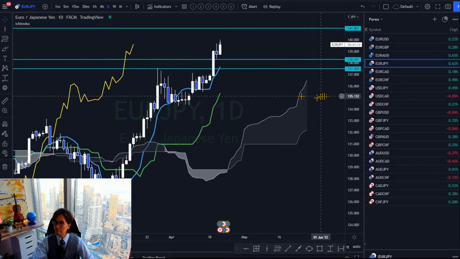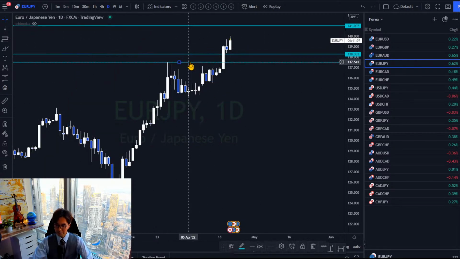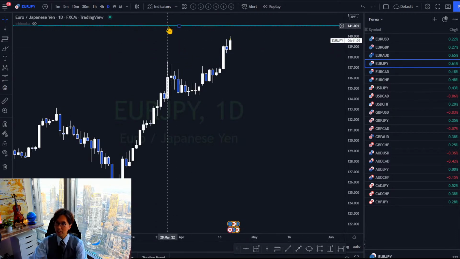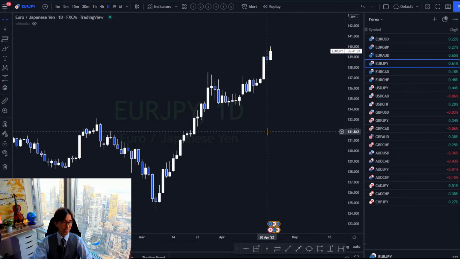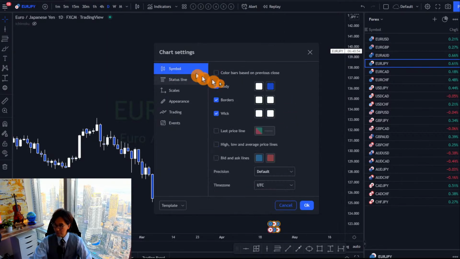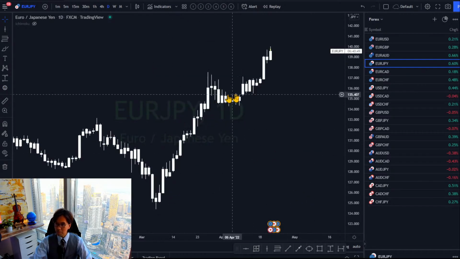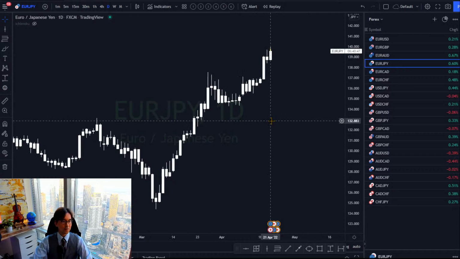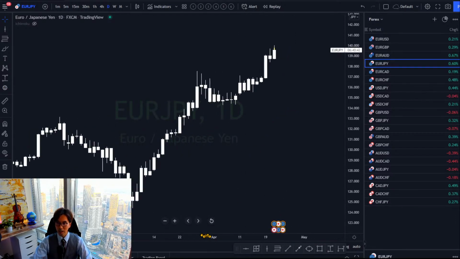Euro JPY. Let me take out the Ichimoku for now because I want to focus on the price action. You know, I used to trade only these white candles. So should I turn all the candles white? Yeah, maybe I can do that just to see how it looks. If you can read the candles all white and be able to trade, then you're a master of price action. So for now let me turn all the candles white.